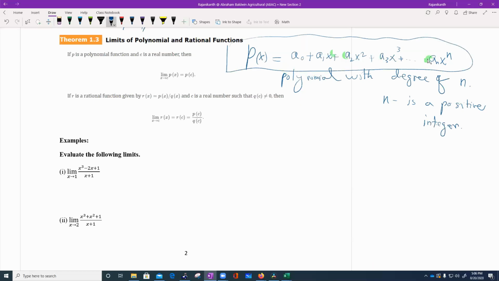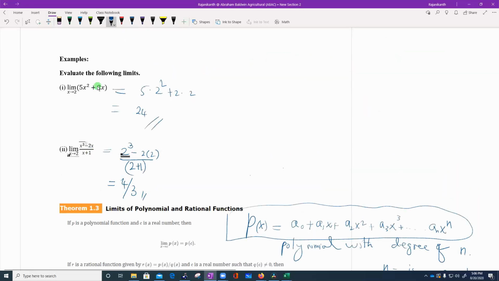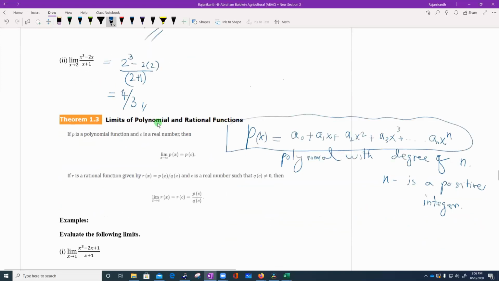If you have a polynomial function, the limit is nothing but simply plugging the c value into that function. So you will get that, like earlier we did. Remember this example one, go back. This is now a polynomial, right? 5x squared plus 2x is a polynomial with the degree 2. So if you have a polynomial, what is the limit as x goes to 2? Simply we plug in 2. That's what we did there.